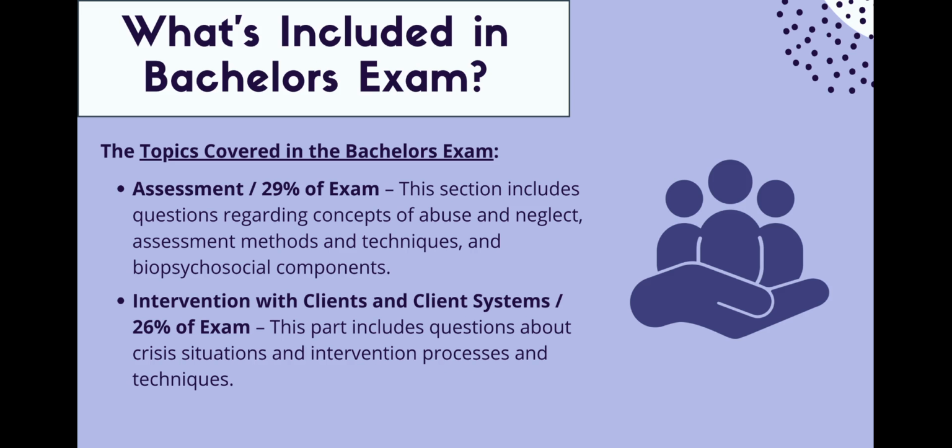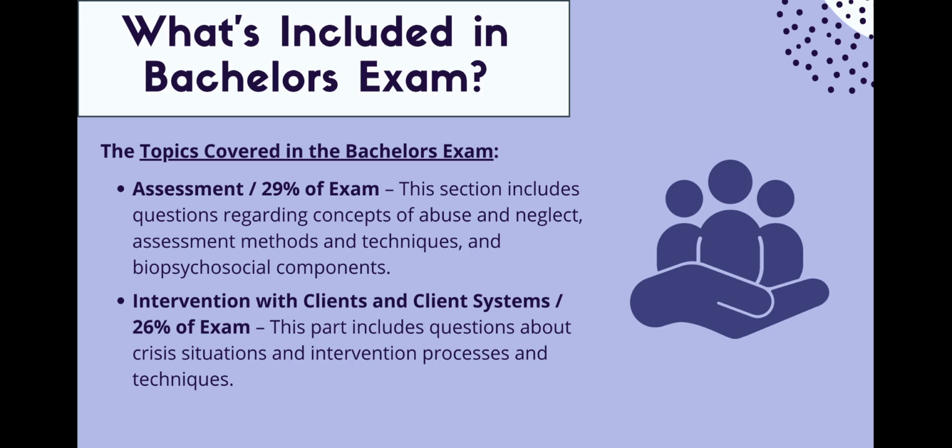So let's jump in and let's talk about these exams individually. So first, what's included in the Bachelor's exam? First, with 29% of exam questions is assessment as a category on the Bachelor's exam. This section will include questions around concepts of abuse and neglect, assessment methods and techniques, and biopsychosocial components. So again, assessment is the largest section on the Bachelor's exam with 29% of questions.